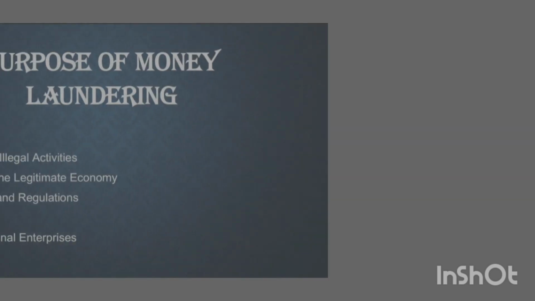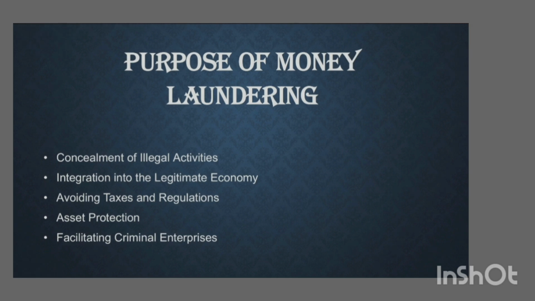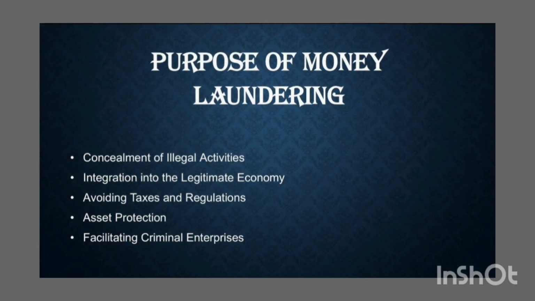Now we will see what is the purpose of money laundering. Money laundering serves several purposes, primarily to conceal the source, ownership, or destination of illicit funds. Here are some key reasons why individuals and organizations engage in money laundering. The first one is concealment of illegal activities. Money obtained through criminal activities such as drug trafficking, human trafficking, corruption, or frauds needs to be disguised to appear legitimate. Laundering helps criminals avoid detection and prosecution by hiding the illicit origin of the funds.